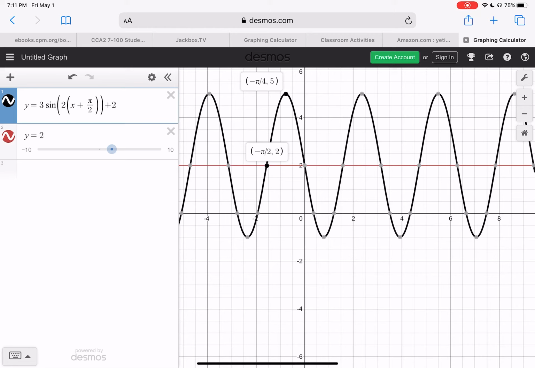It goes all the way up to 5. So from 2 to 5 is 3 units. 5 minus 2 is 3. So that amplitude is correct. It is 3. And then let's see how long of a period we have. The graph goes up, down, and back up between negative pi over 2 and pi over 2, which is pi units. So our period is correct.